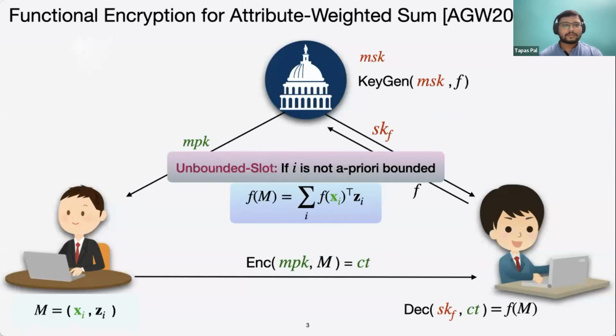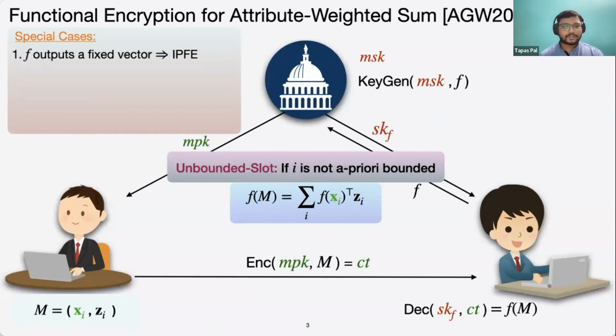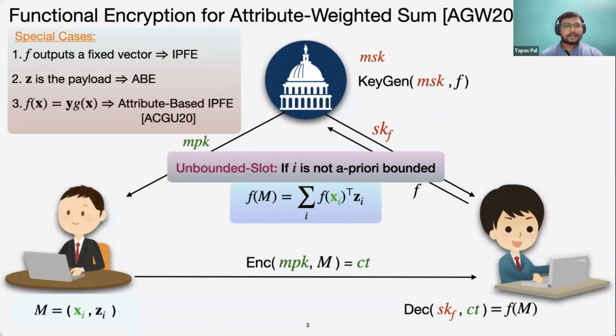To get an idea about the importance of this sort of functionality, I will discuss some special cases. If f outputs a fixed vector, then it implies inner product functional encryption, or IPFE. If g is a payload and f is a Boolean function, then it is attribute-based encryption. And thirdly, if f(x) is of the form y times g(x), then it is attribute-based inner product functional encryption, recently explored in ACGU20.